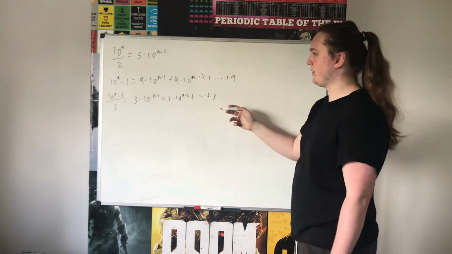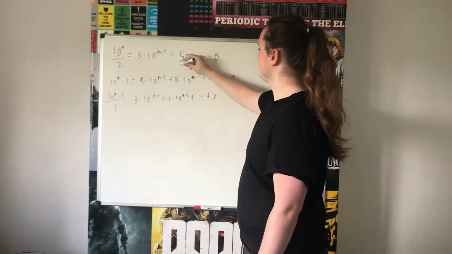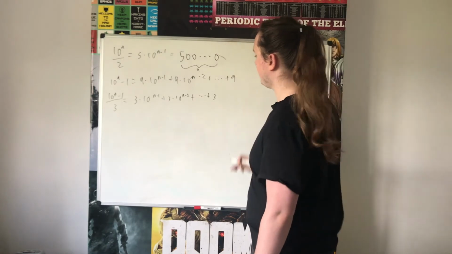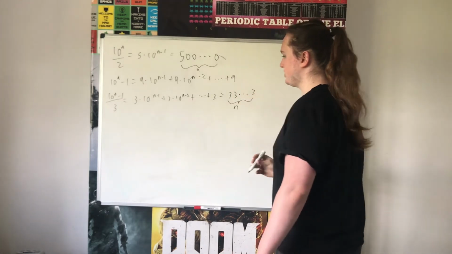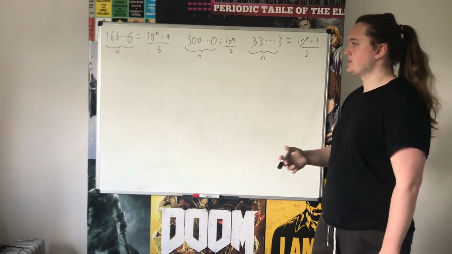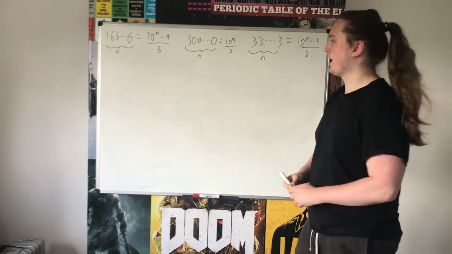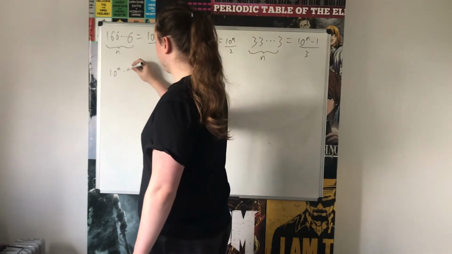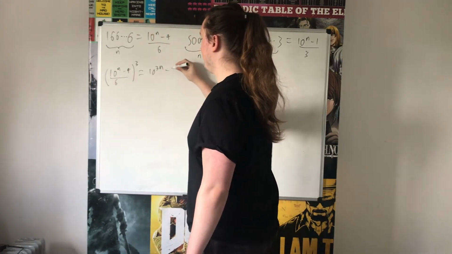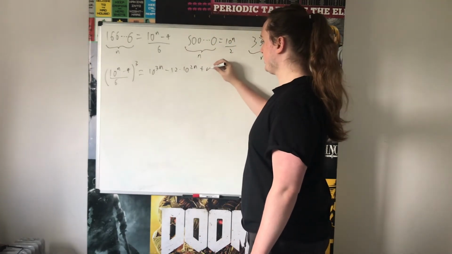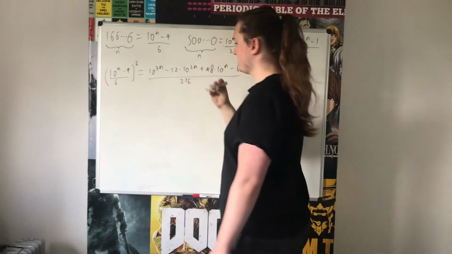So now if we write both of these out in unit form, for this we see we get 5, 0, 0 with a series of zeros where we have n digits, and here we get 3, 3, series of 3's also with n digits. So now we found expressions for each of our original numbers in powers of 10, we can simply plug these in, cube them and sum them and see what happens. So if we take 10 to the n minus 4 over 6 all cubed, this gives us 10 to the 3n minus 12 times 10 to the 2n plus 48 times 10 to the n minus 64 all over 216.